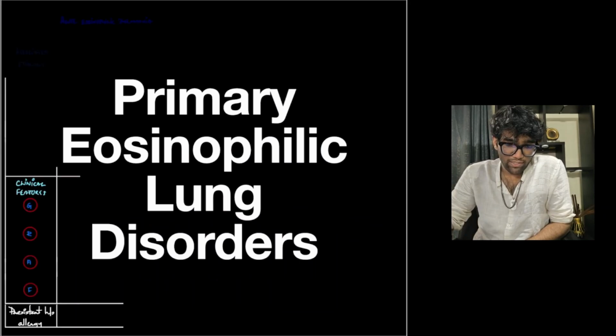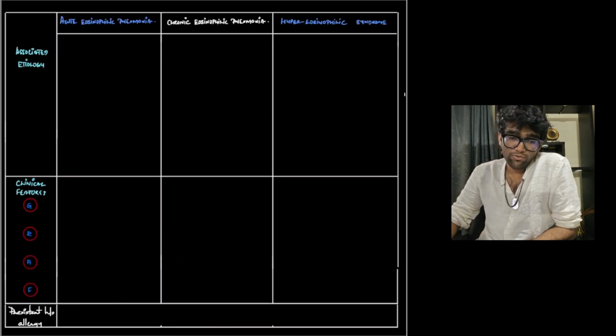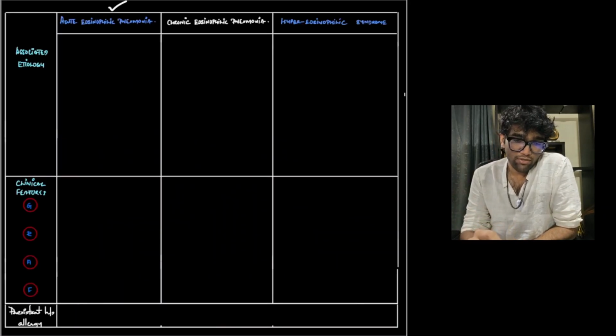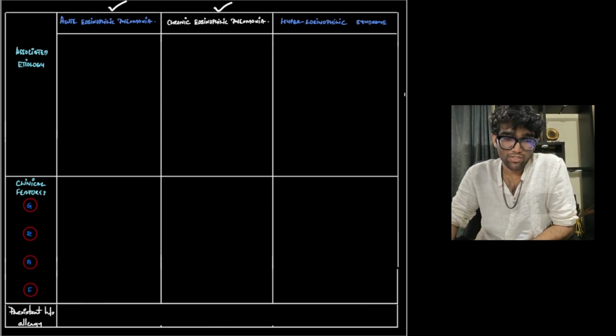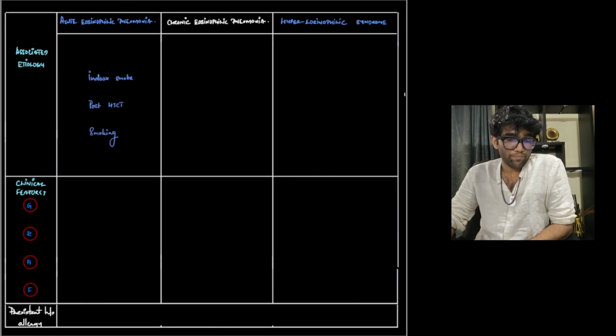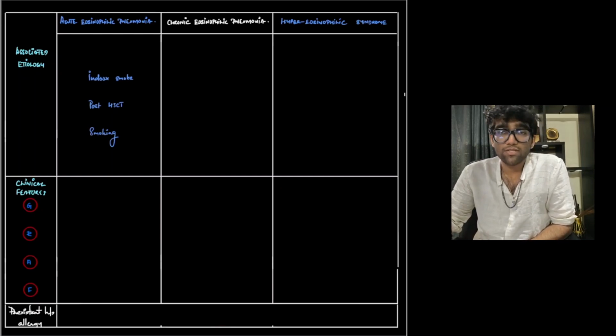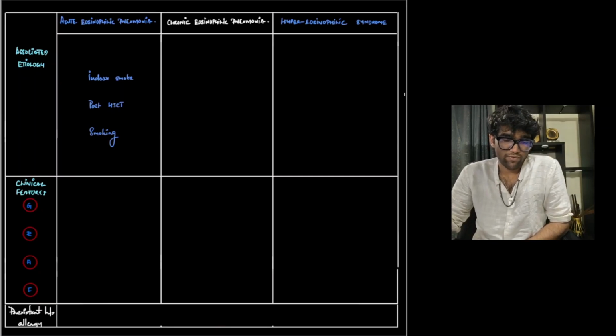So primary eosinophilic disorders can be divided into acute eosinophilic pneumonia and chronic eosinophilic pneumonia. Hypereosinophilic syndrome is not a primary eosinophilic disorder. I've just used it as a comparator, because in clinical scenarios it becomes something that needs to be ruled out. The associations of acute eosinophilic pneumonia are indoor smoke exposure, a post hematopoietic stem cell transplant patient, and a person who has been smoking. So these are very specific scenarios in which it develops.